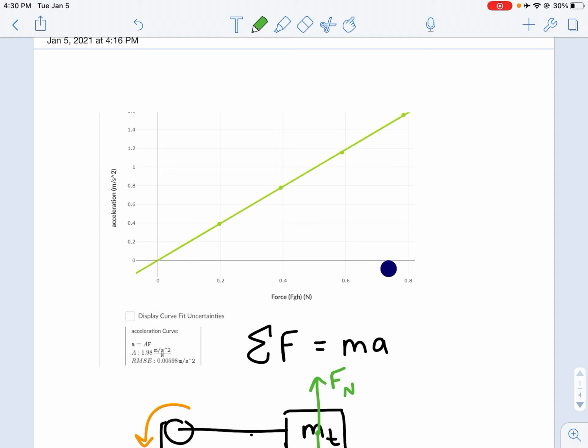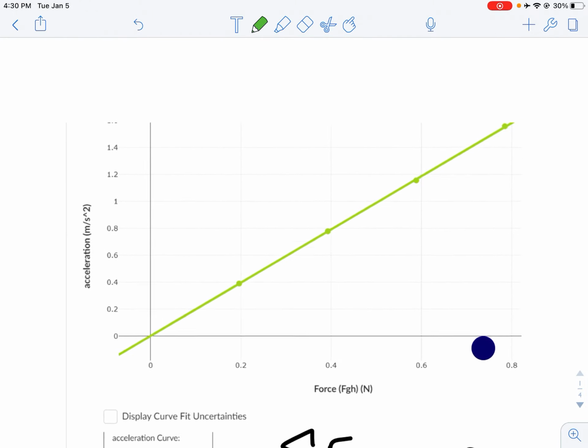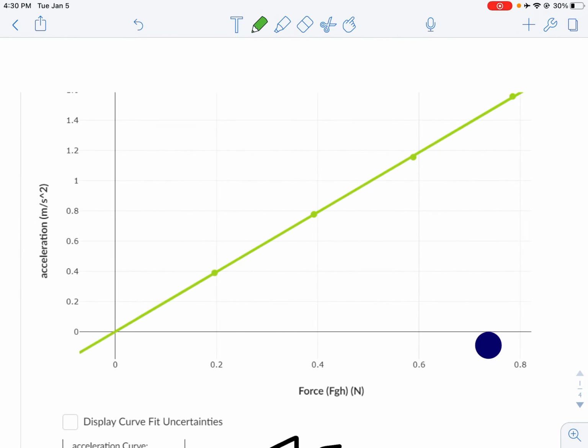Here we go. This is my data from the modified Atwood's machine lab. I had a system mass of 500 grams, and I'm going to do a whole lot of work right now, not a whole lot, to show you how we can use the slope to figure out that the system mass was 500 grams. All right, so notice what we've got over here on the y-axis, right?